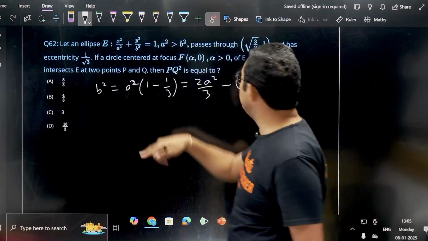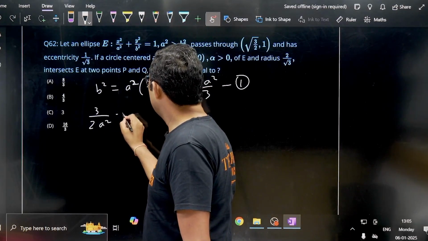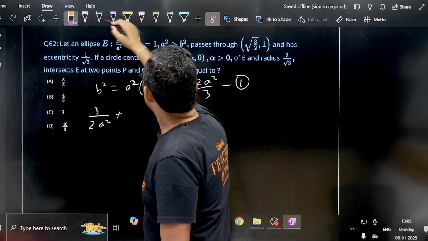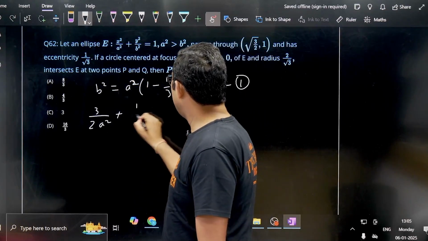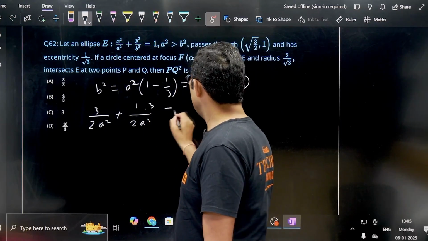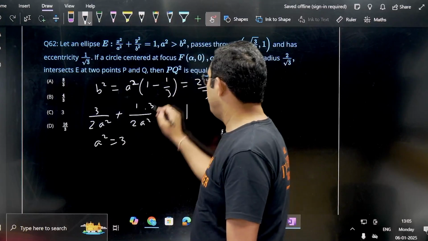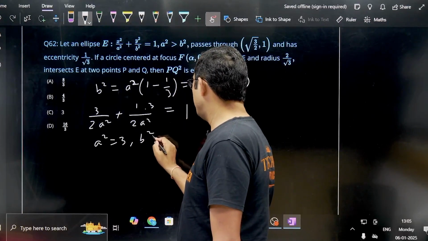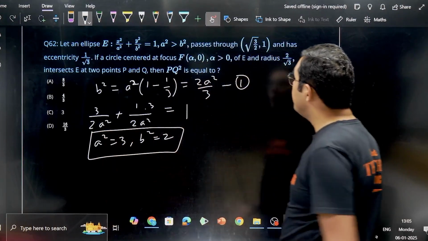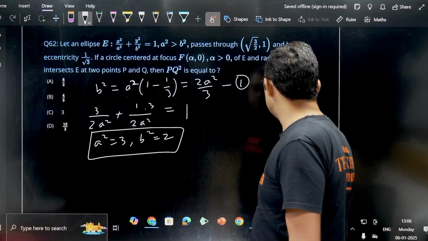And also this part will be what? It will be 3 upon 2a square plus y square, where y is 1. So 1 upon b square, and b square I can write as 2a square upon 3, equal to 1. So from this you can say a square is coming out to be 3, and if you put that in, b square is coming out to be 2. Okay, those are the values of a and b. Now they are saying there is a circle centered at focus F. Okay, this is the ellipse.